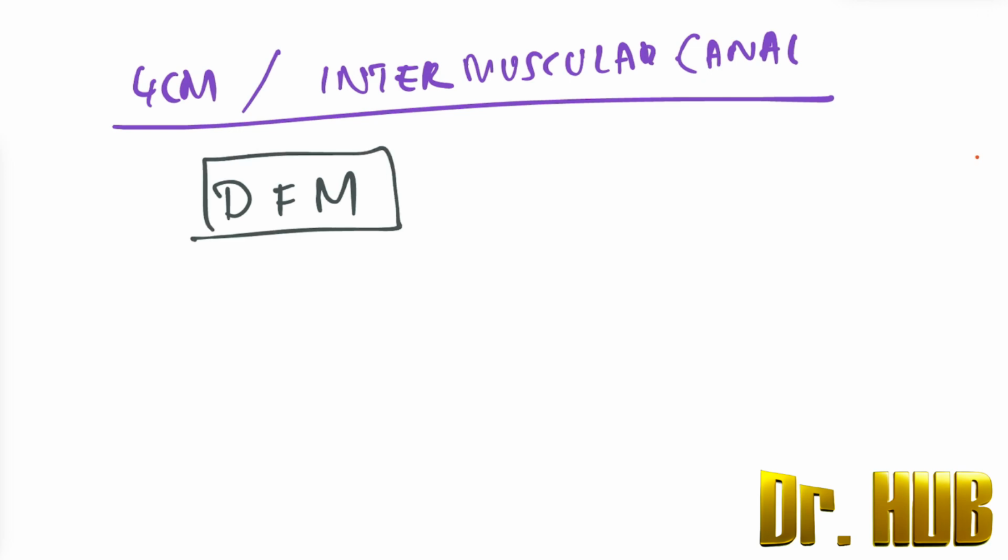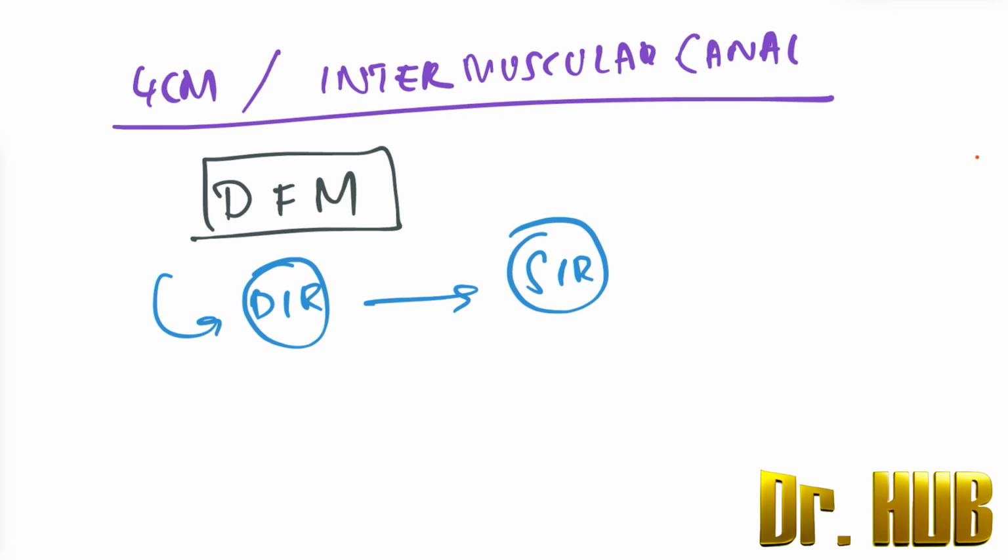It extends from the deep inguinal ring to the superficial inguinal ring, so from the DIR to the SIR. Now let's see the boundaries.